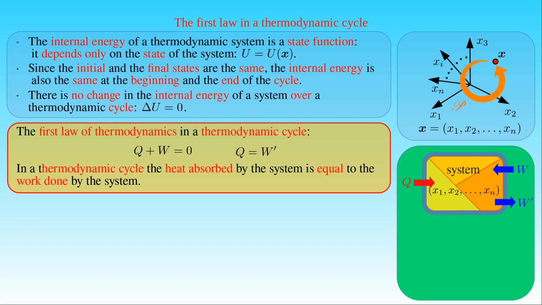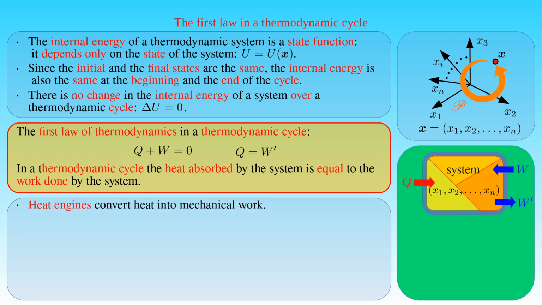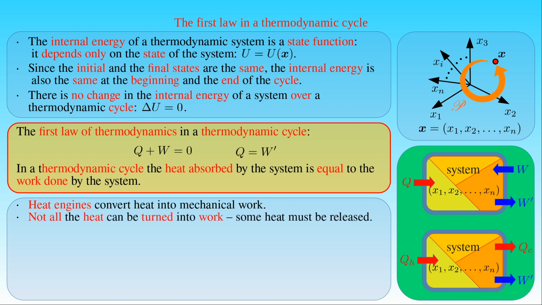As we have seen, the operation of a heat engine is a typical example of a thermodynamic cycle, where heat is converted into mechanical work. The first law applied to a thermodynamic cycle can describe the energy balance in such a conversion performed by heat engines. However, in the operation cycle of a heat engine, not all the heat can be turned into work because some heat must also be released.